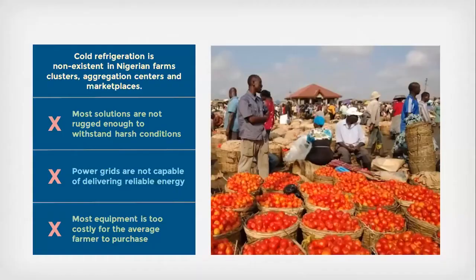We all understand that refrigeration can be used to extend the shelf life of food, but refrigeration presently doesn't exist in Nigerian markets because the grids are not capable of delivering reliable energy, and most of the equipment is too expensive for the average smallholder farmer to afford.